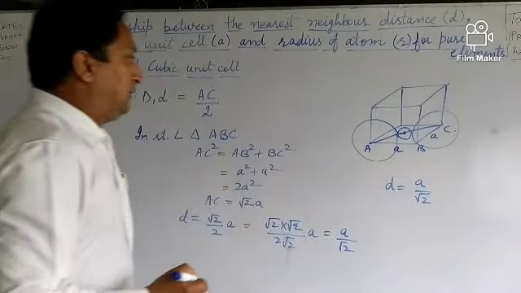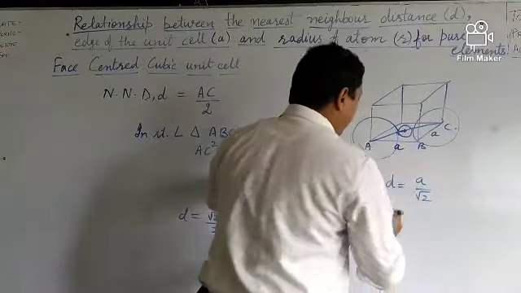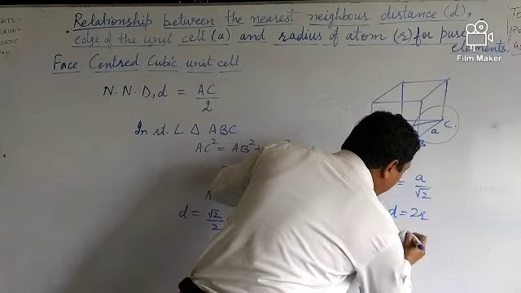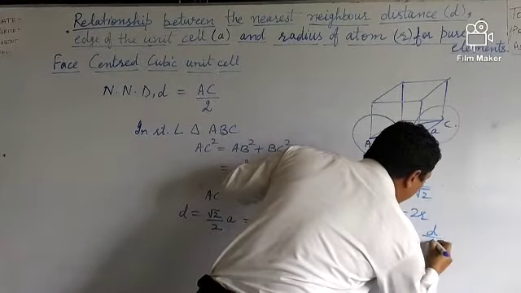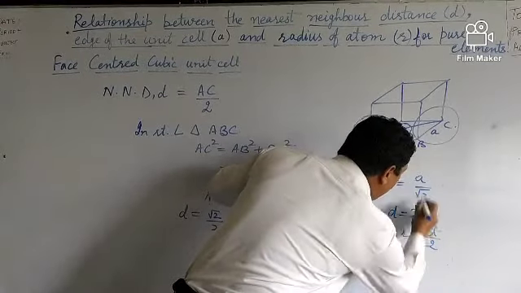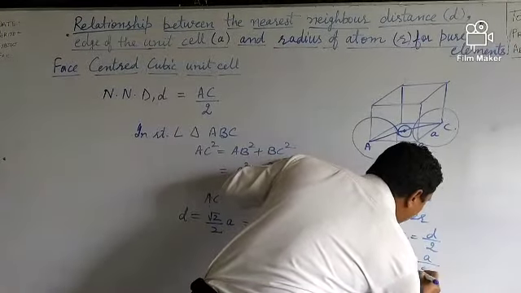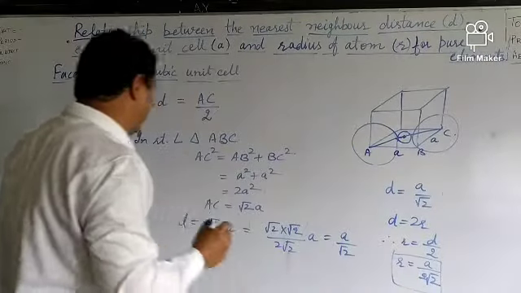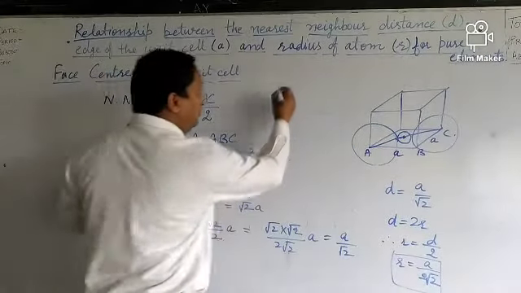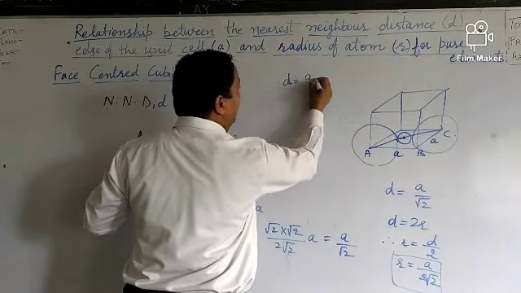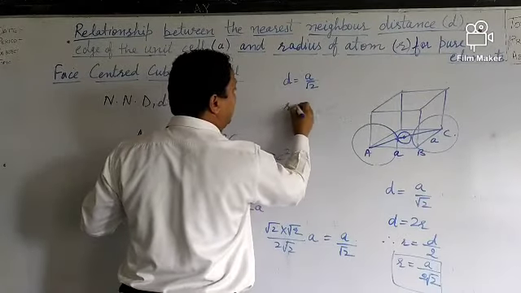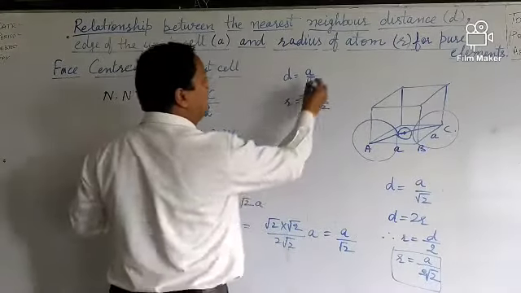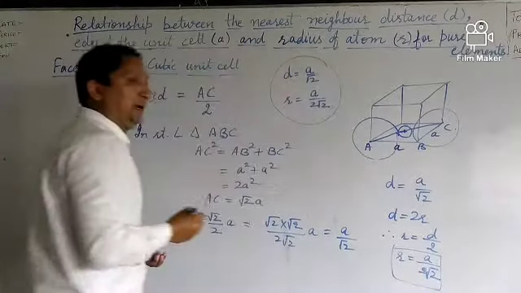Okay. Now this is formed by the 2r, so D is equal to 2r. Therefore R is equal to D by 2. So R is equal to how much here? A by 2 under root 2. So this is the relationship. One relationship is that D is equal to A by under root 2, and R is equal to A by 2 under root 2. There are two relationships which we have to keep in our mind.